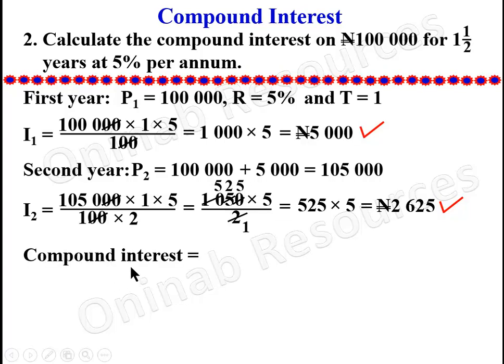So our compound interest now will be interest in the first year plus interest in the second year. That will give us 5,000 plus 2,625. Then 5,000 plus 2,000 is 7,000. Then we add this 625, giving us 7,625 naira, which is the compound interest on 100,000 naira for 1.5 years at 5% per annum. That is the end of the solution to problem 2.